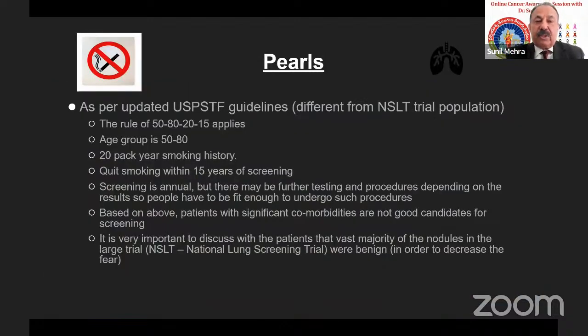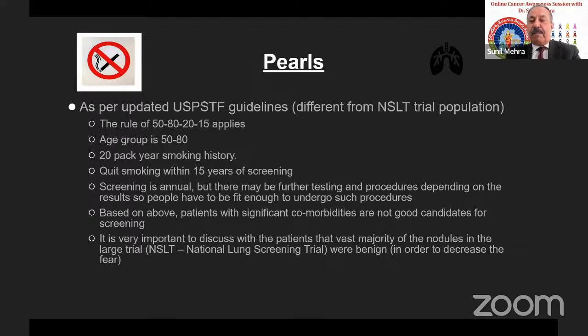So these are the take-home messages of what we just covered in the last 4 or 5 slides. A person should be age 50 to 80. He has smoked 20 pack years. He has quit smoking within 15 years of screening. It should be done annually. And if patients have HIV or another disease and they know their lifespan is limited, we can be a little lax.